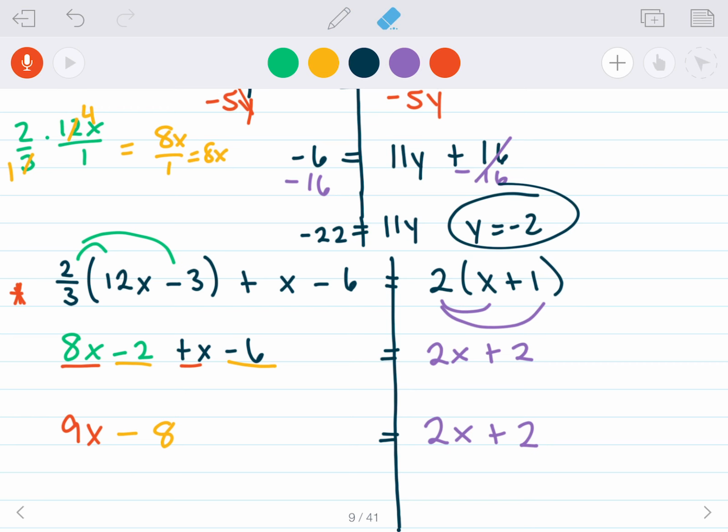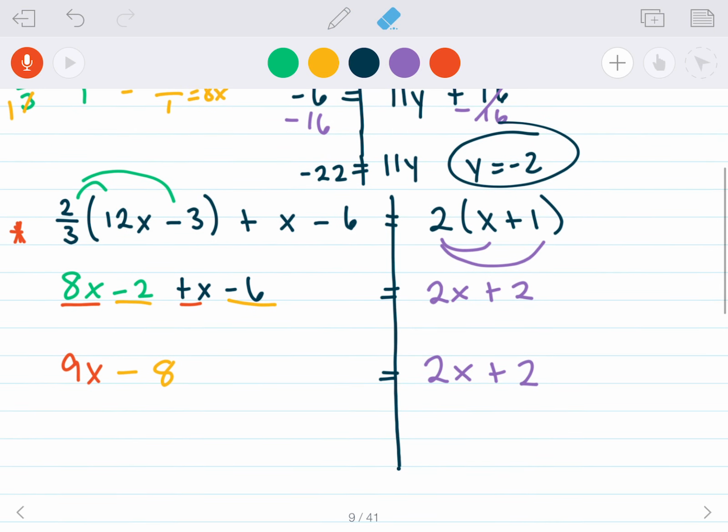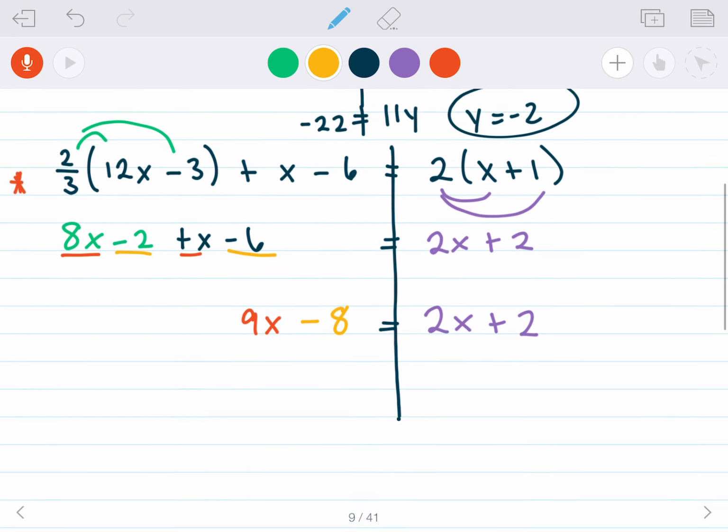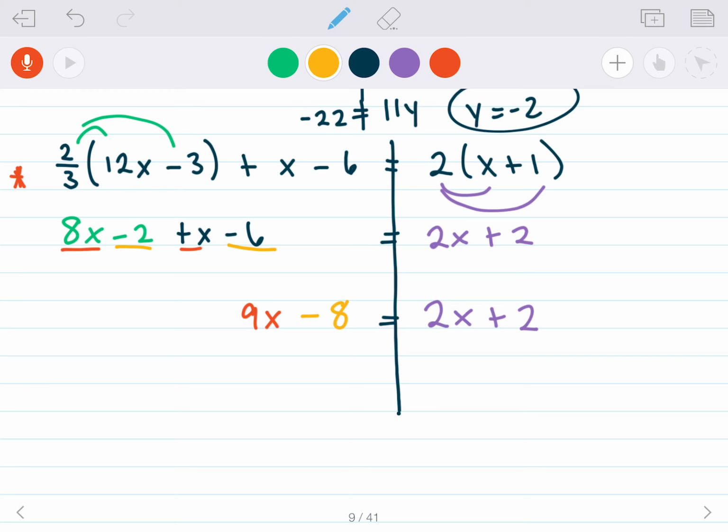And maybe I'll write this, well, actually we'll leave it like that. 9x minus 8, let's do it. So 9x minus 8. Alright, so here's where I'm at. I want to move my x's to one side. Again, it doesn't matter which side you move, it just matters that you do the same thing to both sides.